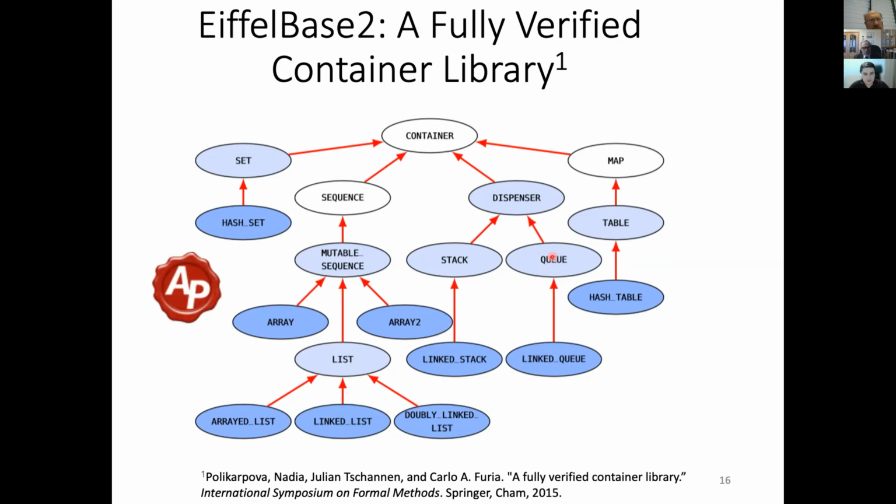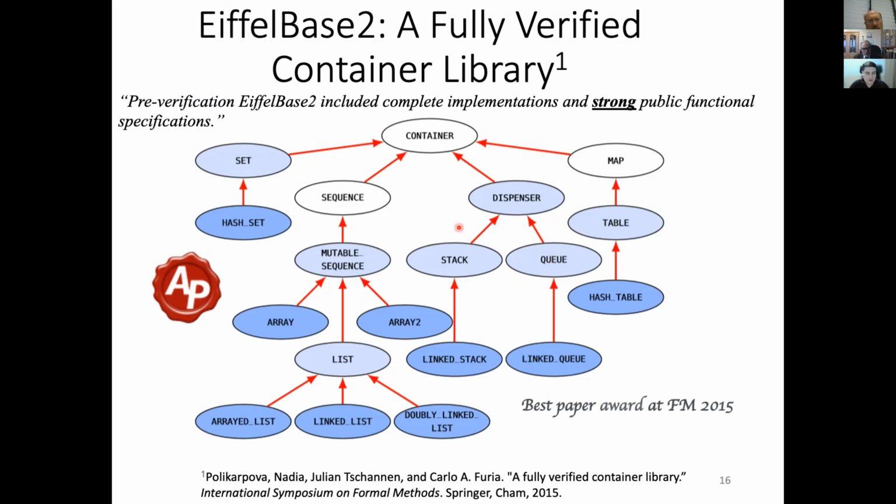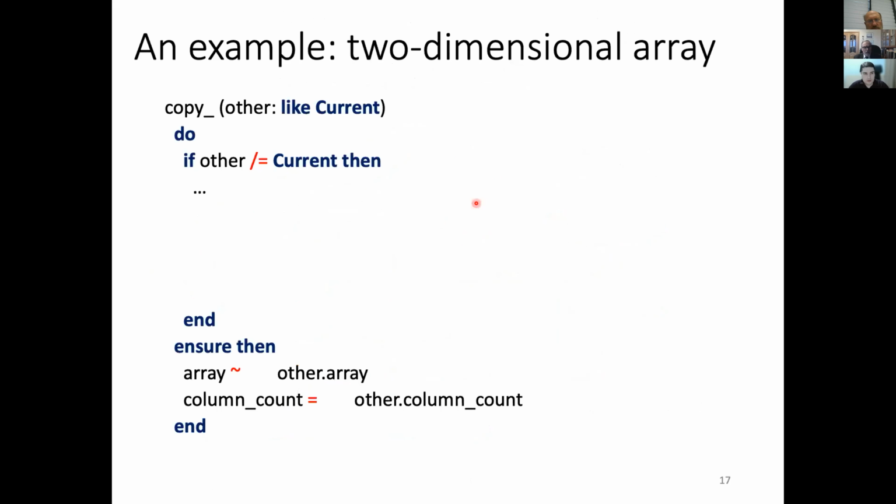As I said, this library was verified without a proof. It won the best paper award at Formal Methods 2015, and one of the statements in the paper is that the pre-verification version of IFL-Base2 included complete implementations and strong public functional specifications. So strong is a synonym of what I call well-defined. Let's take a specific example from this library.